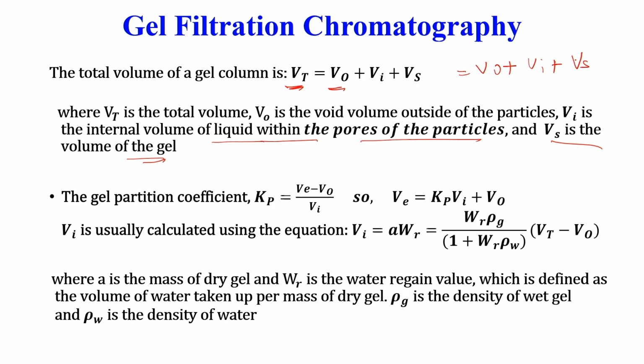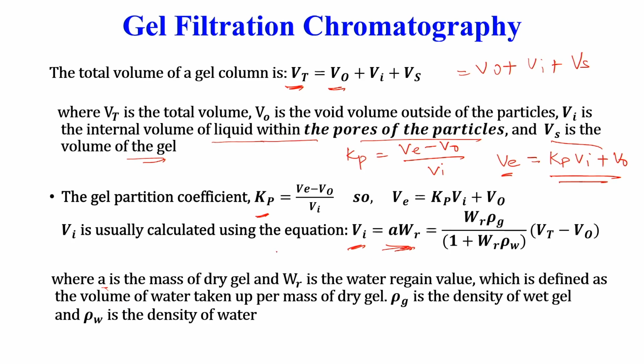volume of the solid, or the volume of the gel. There, partitioning happens based on the partition coefficient Kp, which is defined as Ve minus V naught upon Vi. So, we can write the volume of elution as Ve equals Kp times Vi plus V naught. This is the volume of eluant that will be required, and what is the Vi?